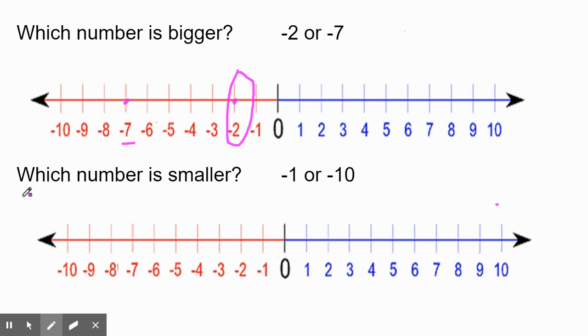All right, the next one, which number is smaller, -1 or -10? So since we're looking for smaller, I want to see which dot is further away. Well, that's going to be -10. -10 is going to be the smaller number.